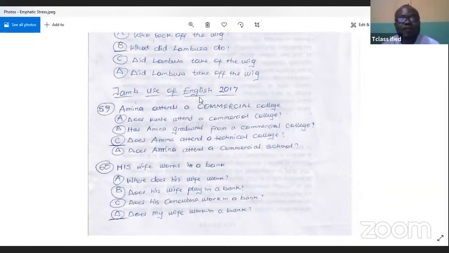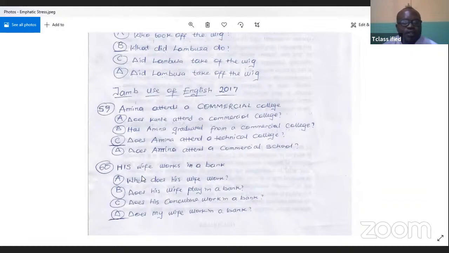So like I said before, in an emphatic stress problem, when you read the question, you look out for the word in capital letter. Then check through the options. Anywhere it is changed, that becomes the answer. Or any of the options in which it is totally missing becomes the answer. Okay, let's look at question number 60. His wife works in a bank.